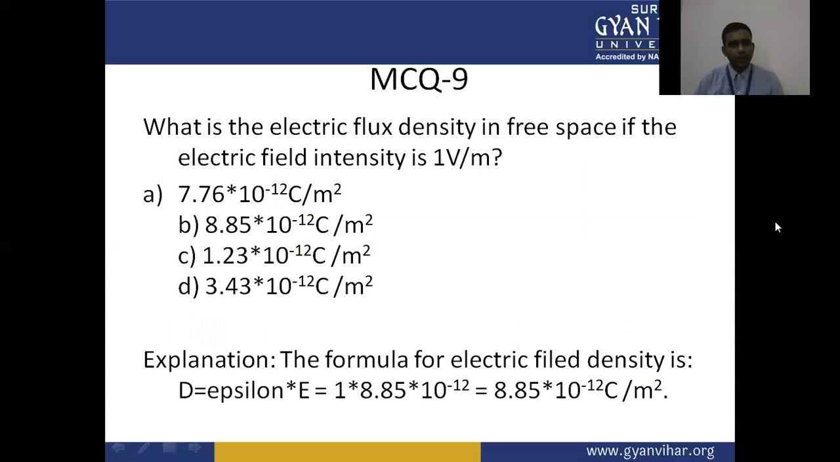What is the electric flux density in free space if the electric field intensity is 1 volt per meter? So the correct answer is 8.85 into 10 to the power minus 12 coulombs per meter square. Because D is epsilon into E, where epsilon is the permittivity of the medium.